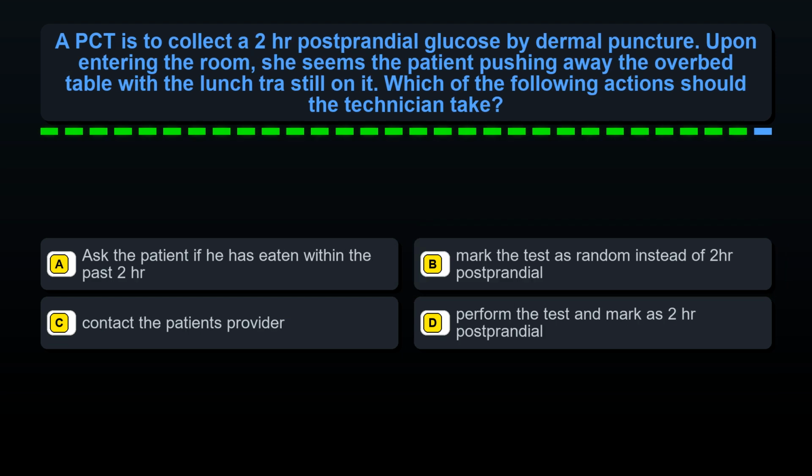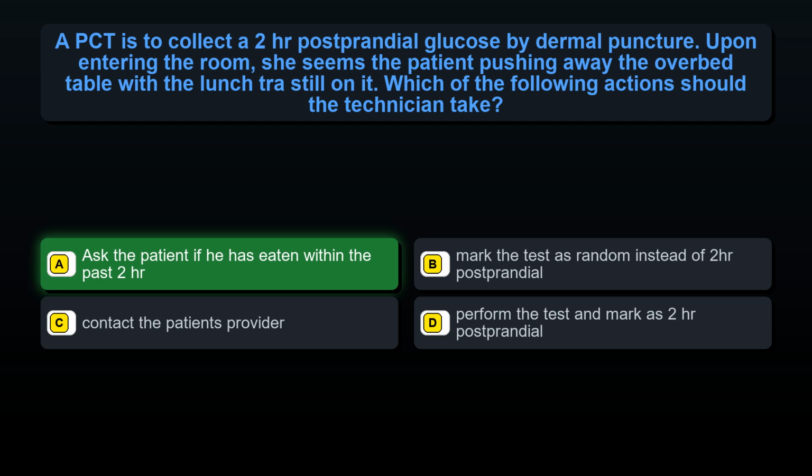Question 57. A PCT is to collect a 2 hours postprandial glucose by dermal puncture. Upon entering the room, she sees the patient pushing away the overbed table with the lunch tray still on it. Which of the following actions should the technician take? Option A. Ask the patient if he has eaten within the past 2 hours. Option B. Mark the test as random instead of 2 hours postprandial. Option C. Contact the patient's provider. Option D. Perform the test and mark as 2 hours postprandial.